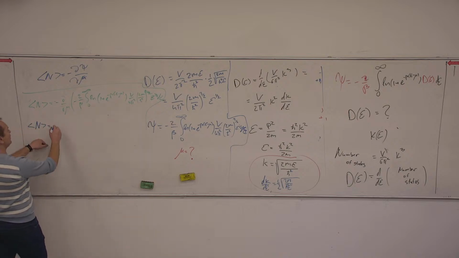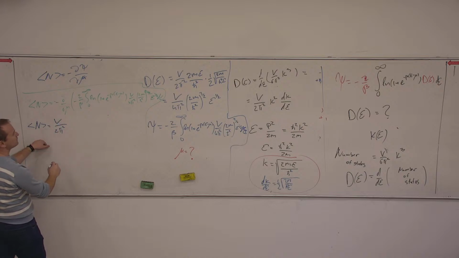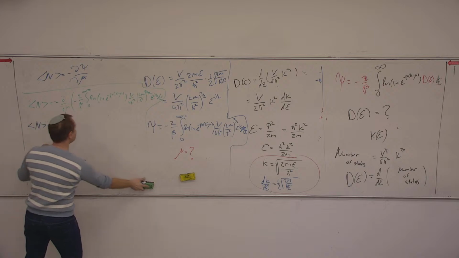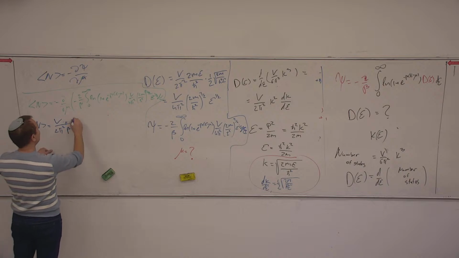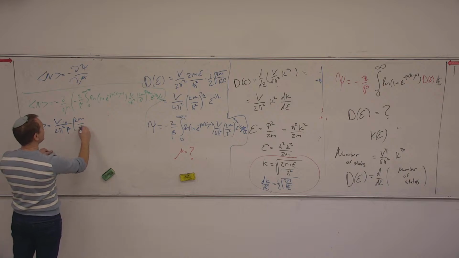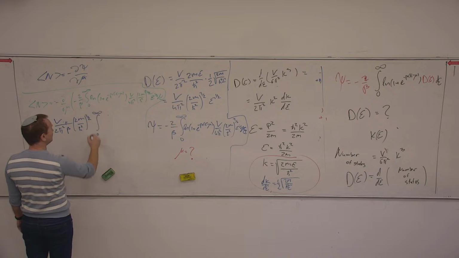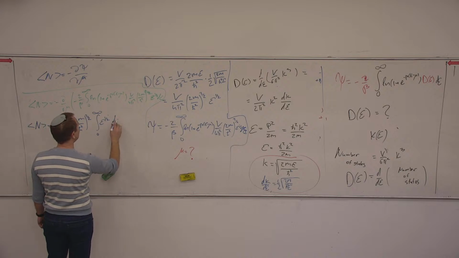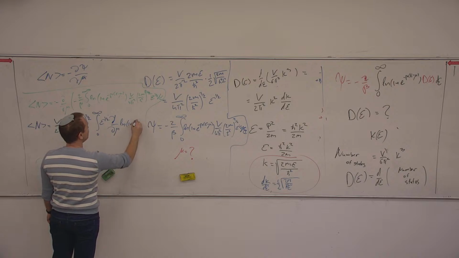So I have N equals, taking everything that is not related to the integral outside, V divided by 2π², we have k_B T, or let's write it with β, and (2m/ħ²)^(3/2). Inside we have an integral from 0 to infinity, ε to the power 1/2, here we have d to dμ of log of 1 plus e to the power minus β(ε minus μ) dε.